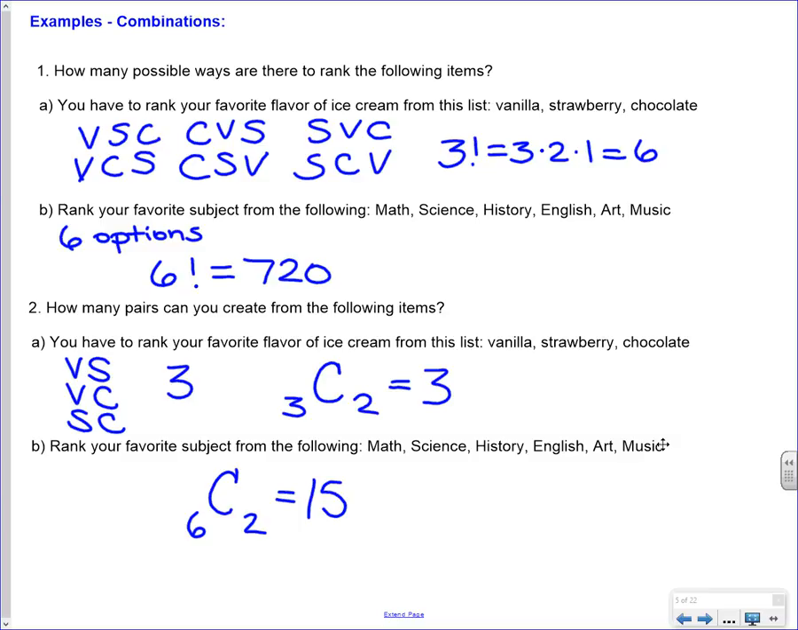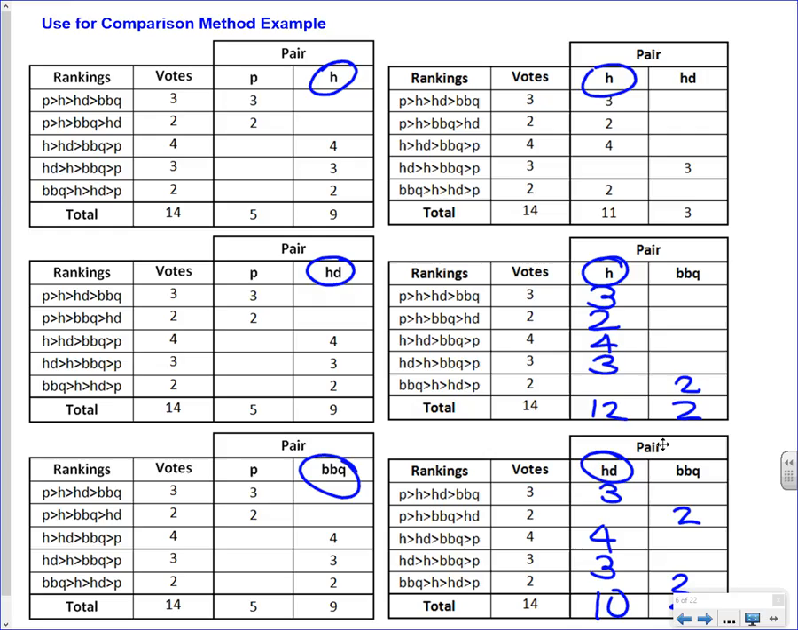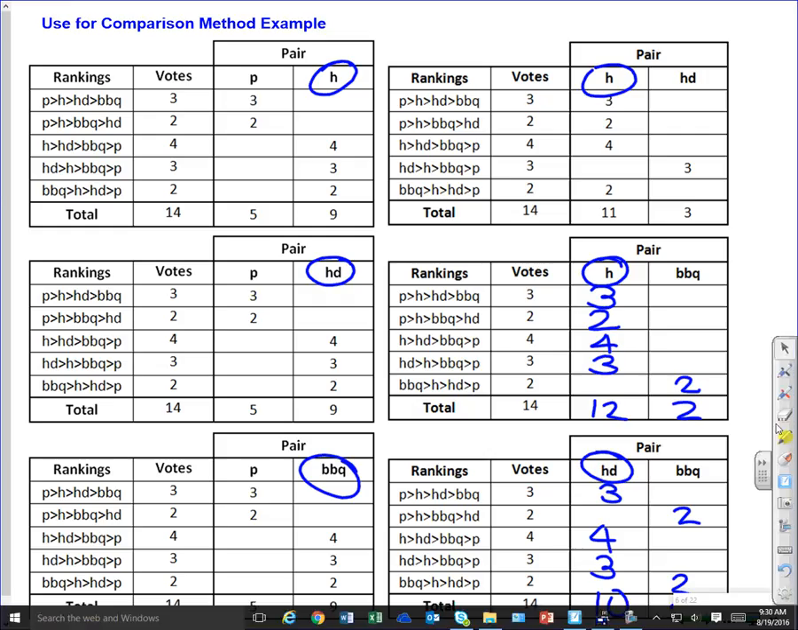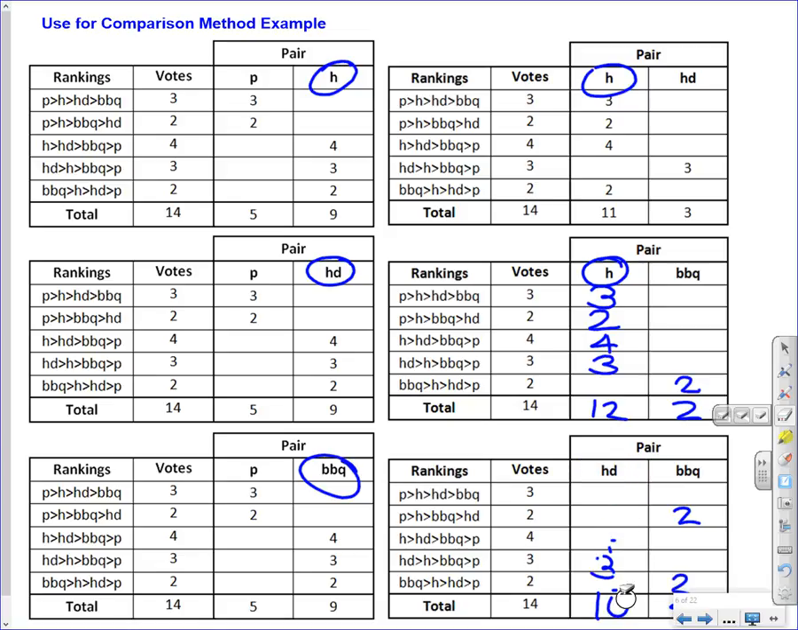Well, actually, I'm sorry. Before we get to the pairwise comparison, I had a few more examples here of just finding the number of pairs and finding the number of rankings. I think you all can probably do that now, but if you have any questions on those, just let me know. So let me erase this real quick so we can work this out ourselves.